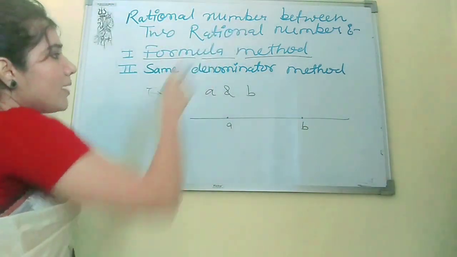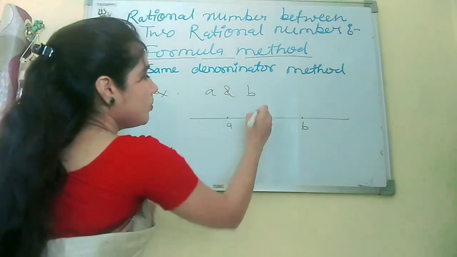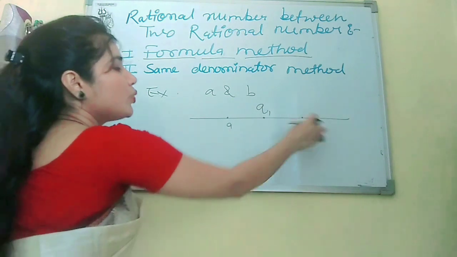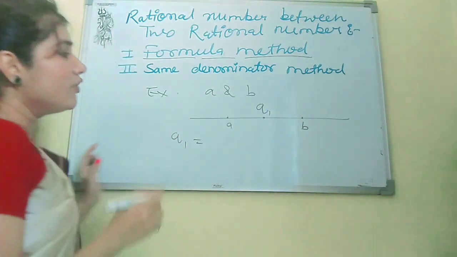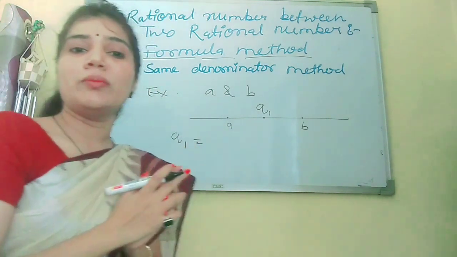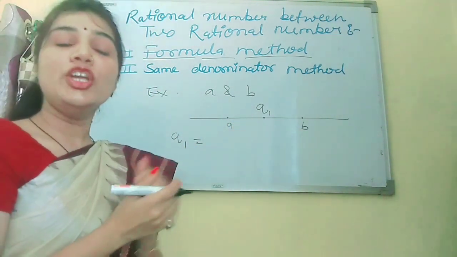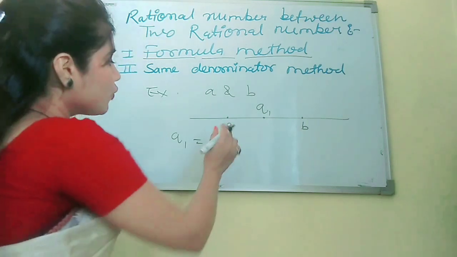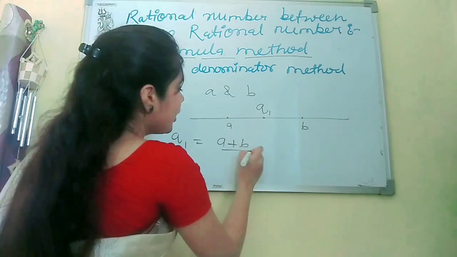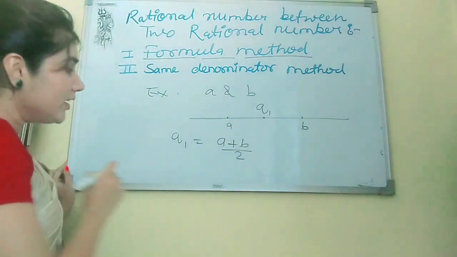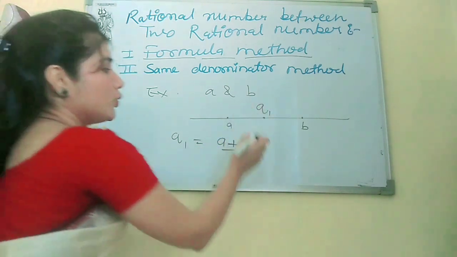So in the formula method, suppose we are assuming q1 is lying between a and b. Simply, if we want the mid position of two numbers, what will we get? We will try to find the mean of both numbers. So what will be the mean of a and b? (a + b) by 2. Right? This is q1, and q1 is (a + b) by 2.